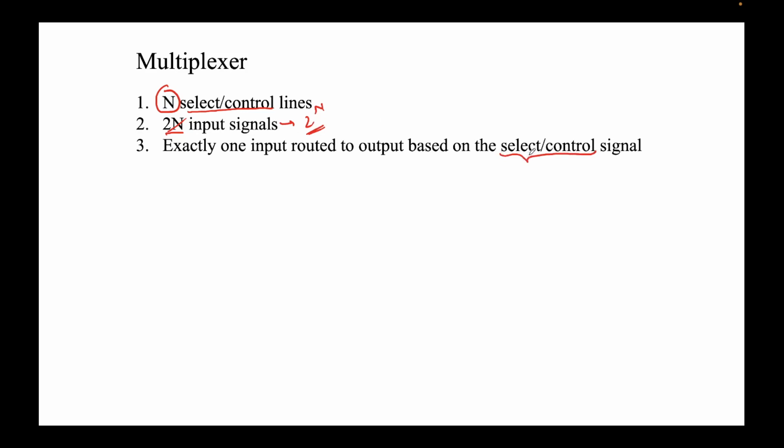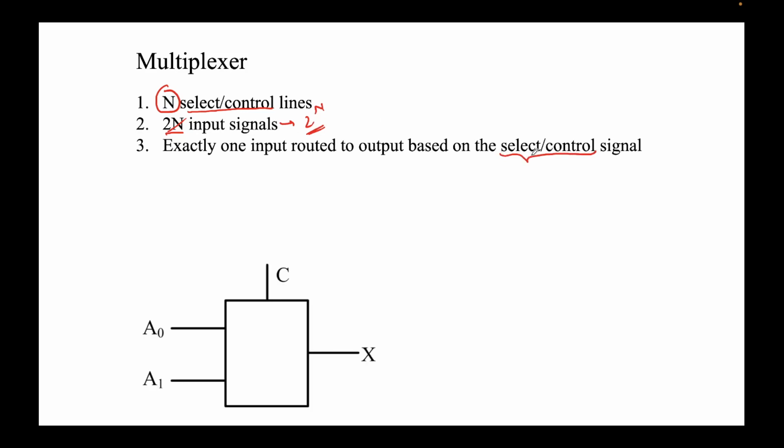So the select or control signal will actually determine this. In this case, we have n equal to 1. We only have one control line. You see, C stands for control. And since there is one control line, there can be 2 to the power 1, which is equal to 2 input signals. So we have 2 input signals, A0 and A1. Now, only one of these will be routed to the output.